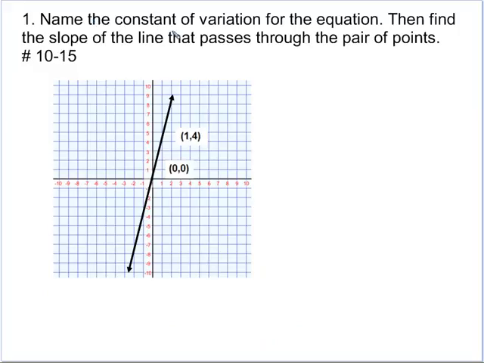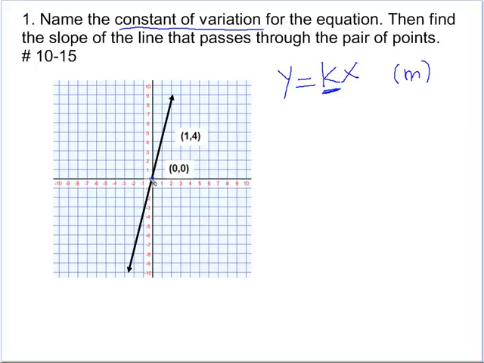Name the constant of variation for the equation. So what is the constant of variation? Well, we learned that in y equals kx, which is a direct variation equation, k is the constant of variation. And in the old days, that was really m, the slope. Well, that was yesterday. So here's a line. We know it's a direct variation line. Why? Because it goes through the origin. And k is just the slope, but we call it the constant of variation. So in order to find k, we really need to find m.